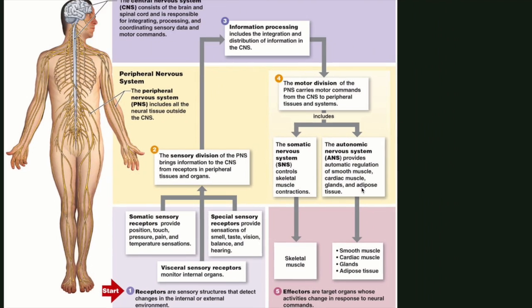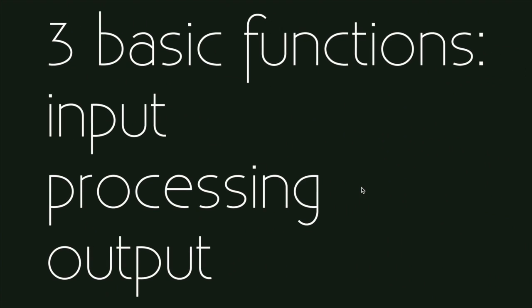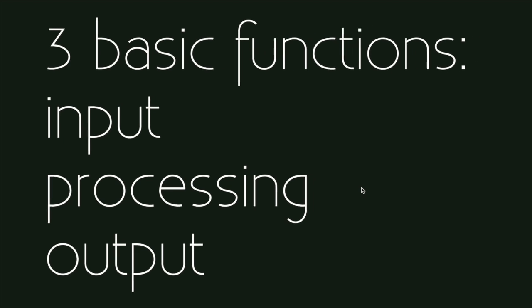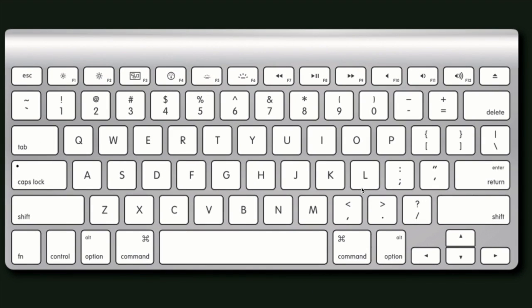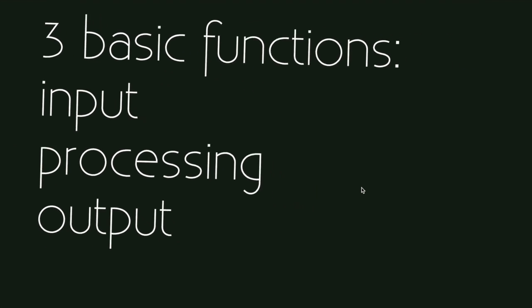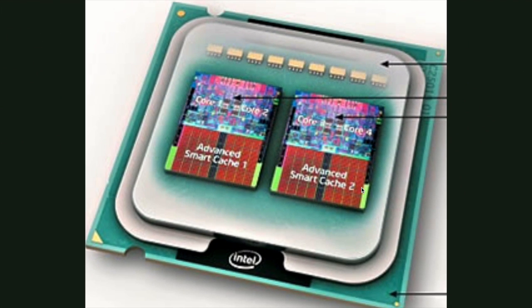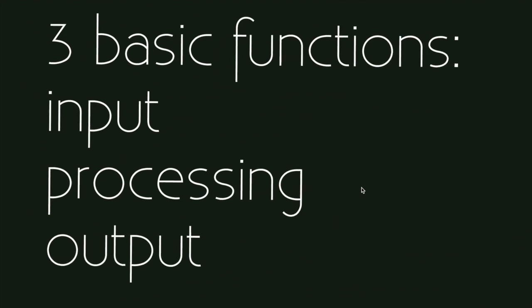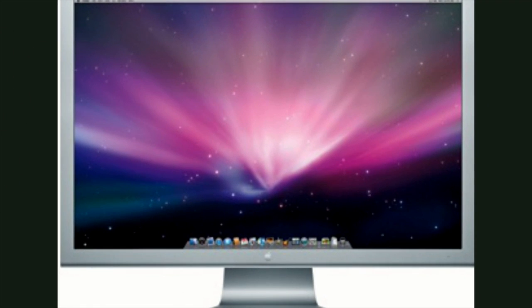Now there are three basic functions of the nervous system you should know. They are input, processing, and output. We can liken this to a computer. A computer gets input from its keyboard. That would be the input. And the processing happens in a processor somewhere down in that box. And then the output would be on the screen, or a printer would be a form of output for a computer. Your nervous system does these same three basic functions.